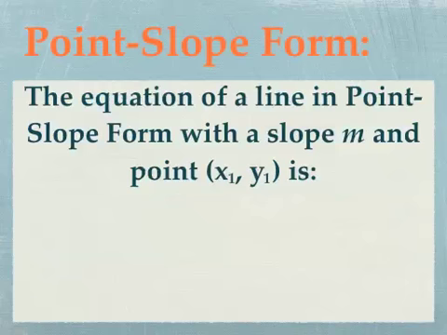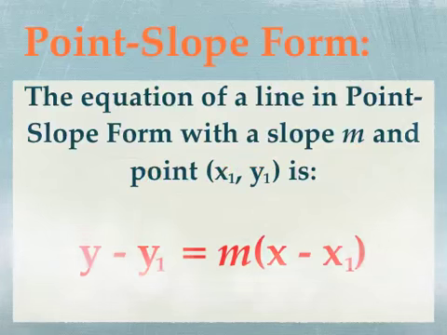Point slope form is going to be an equation of a line. The equation of a line in point slope form with a slope of m and point at x sub 1, y sub 1 is y minus y sub 1 equals m times x minus x sub 1.